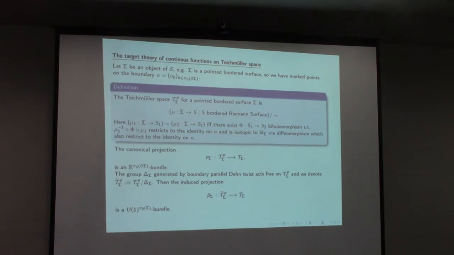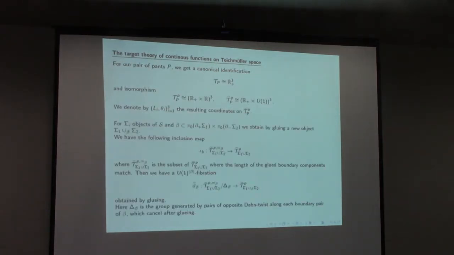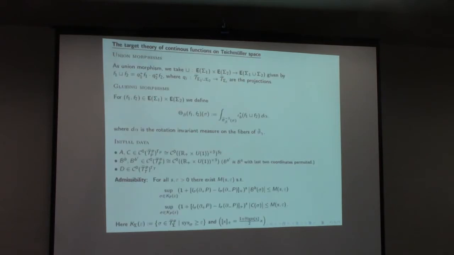Okay, and so we discussed how to build a full target theory using continuous functions on Teichmuller spaces, and I gave you these explicit descriptions of the Teichmuller space of a pair of pants. So without the marked points on the boundary, it's just R plus to the 3. With the marked points on the boundary, it's R plus times R to the 3. And if you divide out the boundary parallel Dehn twist, you get R plus times U(1) to the 3. Okay, that's important to remember when we go on.